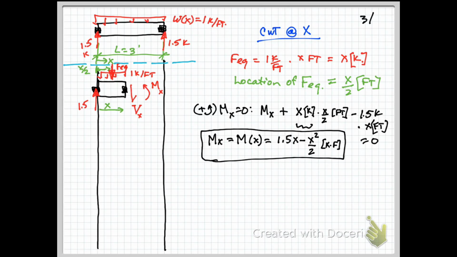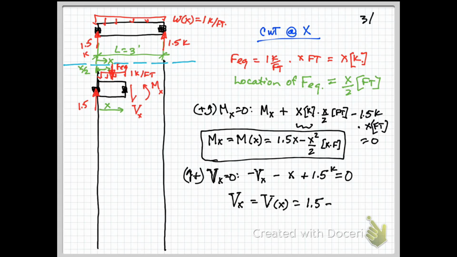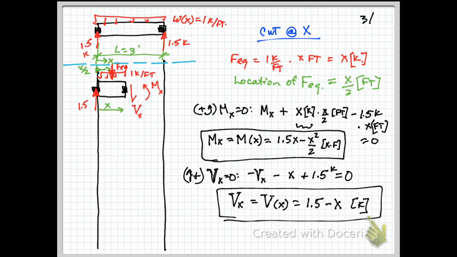We can do the same thing for shear. V sub x going down minus x, which is our FEQ, and our positive 1.5 kips, solving for V as a function of x. So we'll get 1.5 minus x. Units are kips. And we have our equation for V. Now notice, these are all in terms of x. We can plot these along the length of the entire beam.